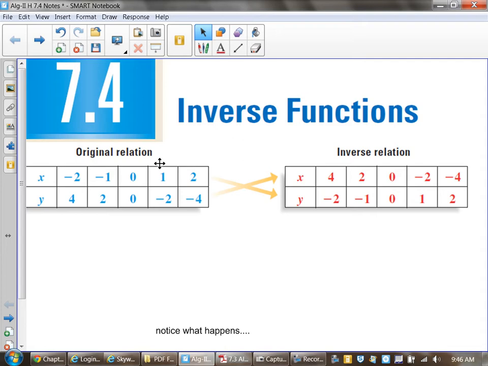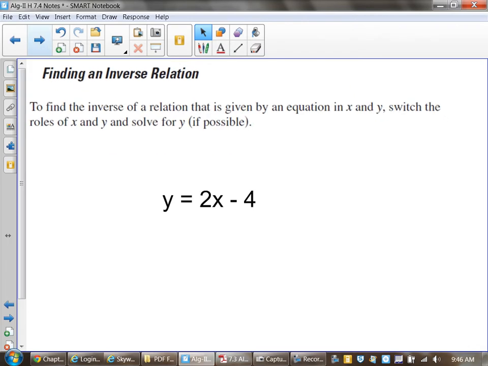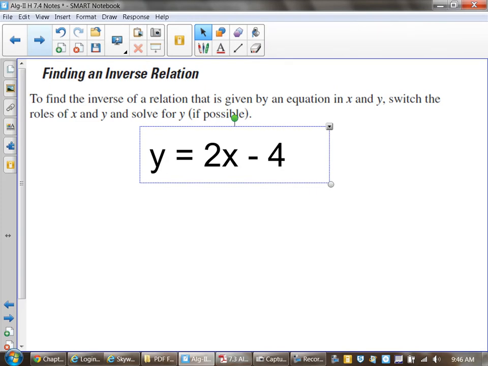All right. Anyway, all that's happening here within an inverse is that your x's and your y's flip. They change. So what we do here to find an inverse relation, and I'm going to show you the example here via a linear function to start with, is something very, very simple. If you start with your regular, something that's like in slope-intercept form, y equals mx plus b. In this case, I have y equals 2x minus 4.